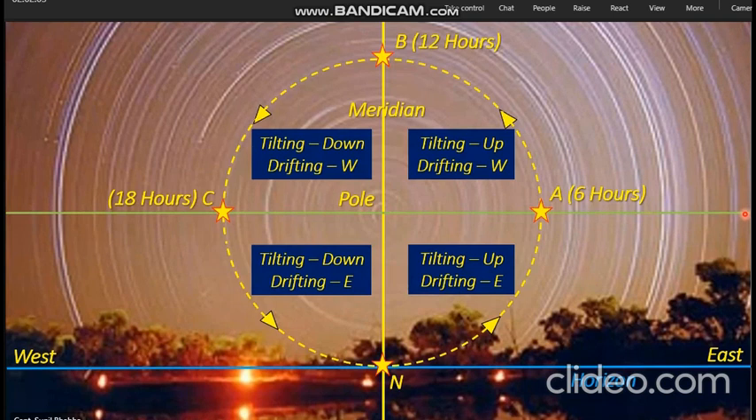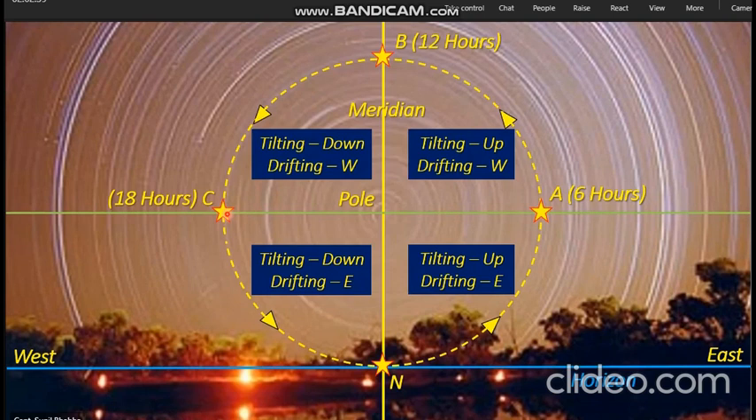Now if you look carefully, whenever the gyro star is above this green line, it is moving in the westerly direction. You see from Alpha to Bravo, it is moving in the westerly direction. Westerly direction is the left side in the diagram. So from Alpha to Bravo, it is moving westerly. From Bravo to Charlie, it is again moving in the westerly direction. So this tells us that the drifting of the spin axis is going to be westerly from Alpha to Bravo to Charlie.